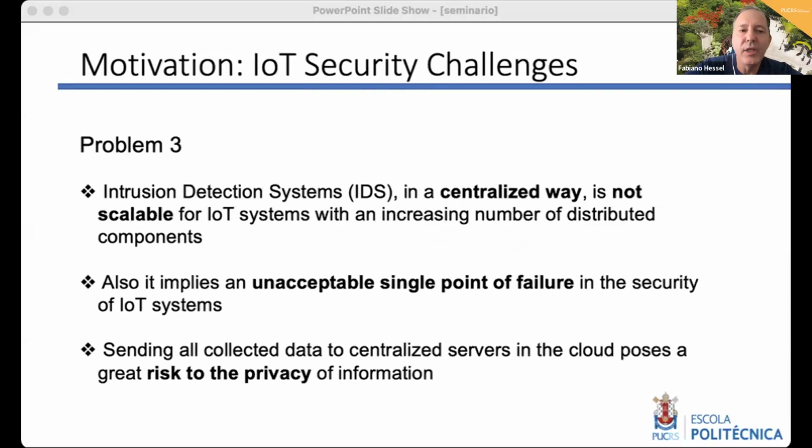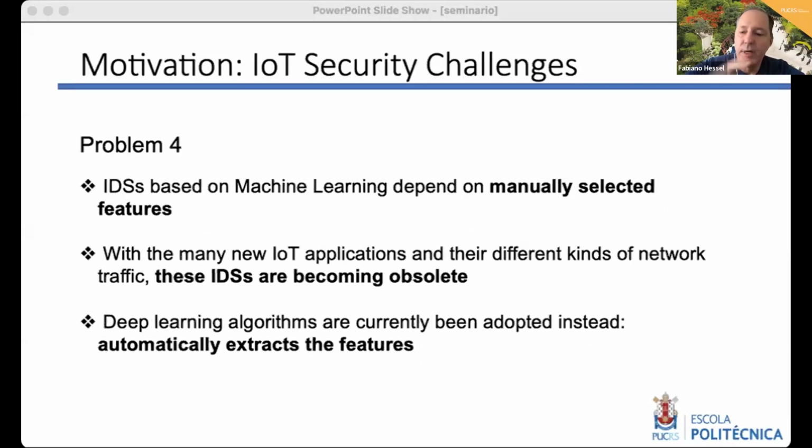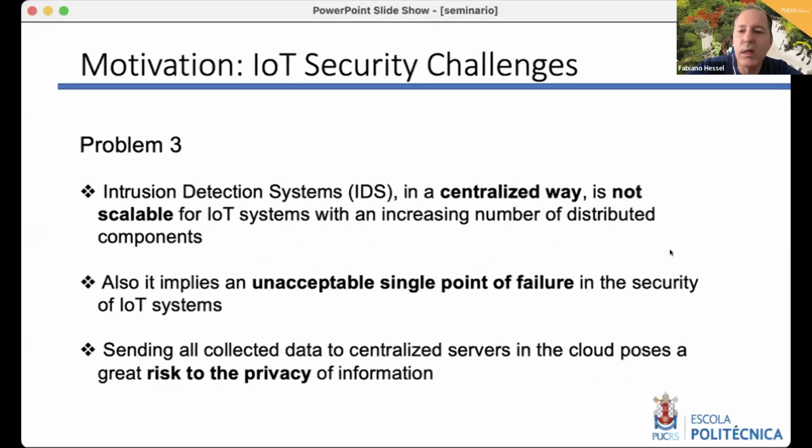So, using intrusion detection systems in a centralized manner, which is a very common technique generally adopted to deal with security issues, is not scalable for IoT. We have an increasing number of distributed components, different communication protocols, and a single point of failure. Normally in systems based on cloud architectures, sending all collected data to the centralized server, which is the common way for solutions today, poses a major risk to information and privacy.